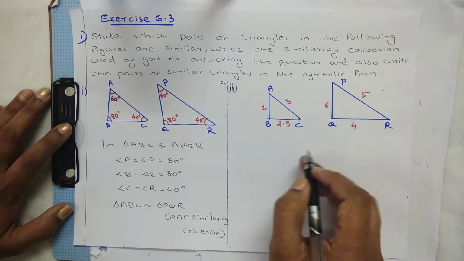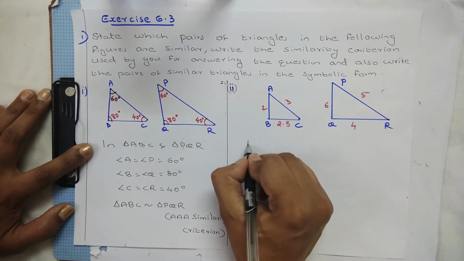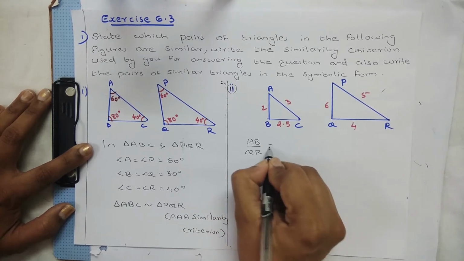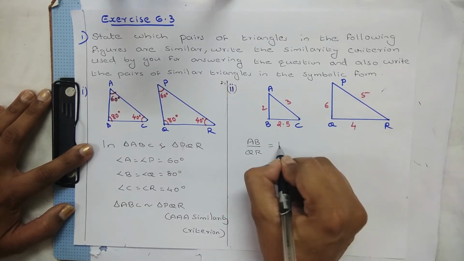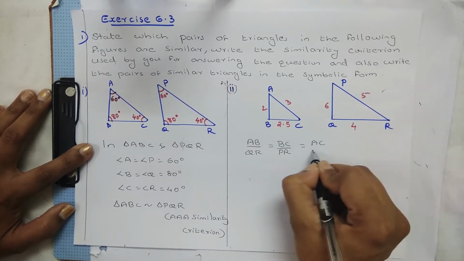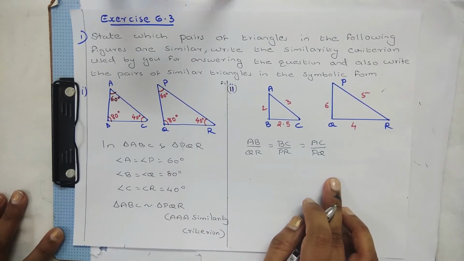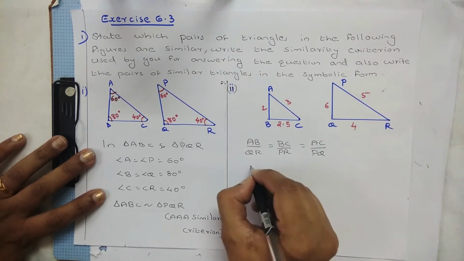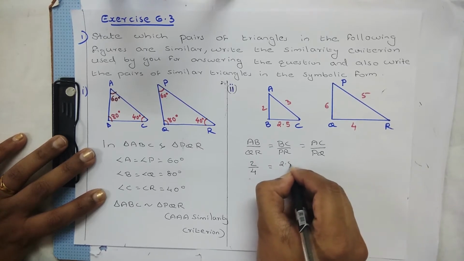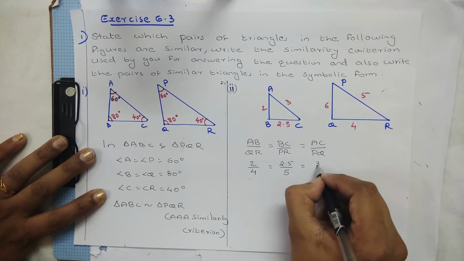So what are corresponding sides here? So 2 and 4 I am taking. So 2 by 4, that is AB by QR should be equal to BC by PR, BC by PR is equal to AC by PQ. We should get it. Then we can tell by SSS similarity criterion that it is similar. So I'll just substitute here. 2 by 4 is equal to 2.5 divided by 5 is equal to 3 by 6.